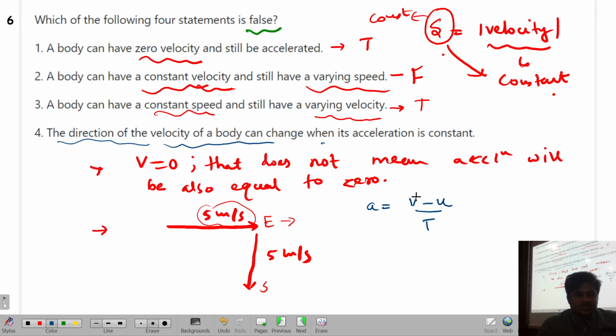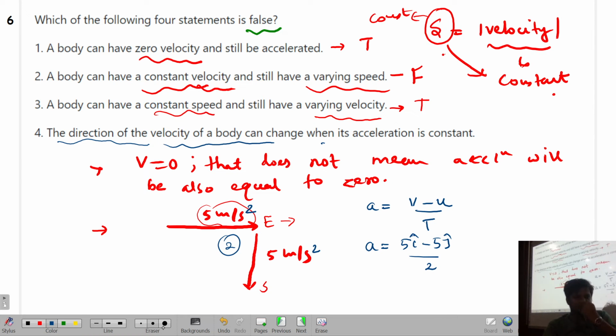Now let's suppose, try to understand. Here it was 5 meter per second square, here it is 5 meter per second square again. Here the initial velocity was in the east direction, the final velocity is in the south direction. Let's suppose this change is happening within 2 seconds. If you calculate the acceleration, what will you get? You will get 5 i cap minus 5 j cap divided by 2.